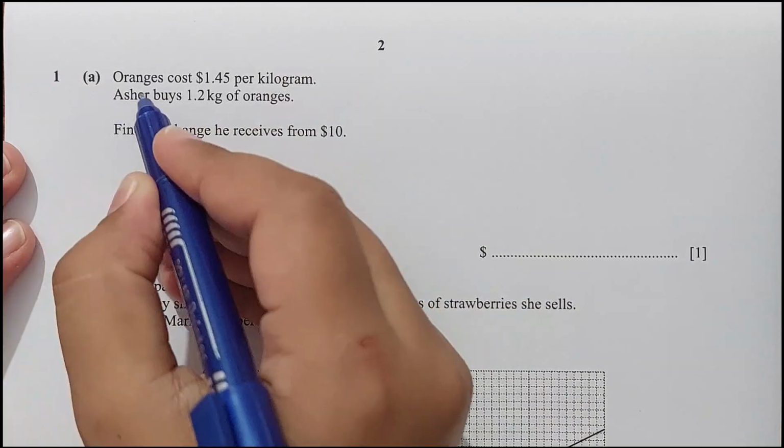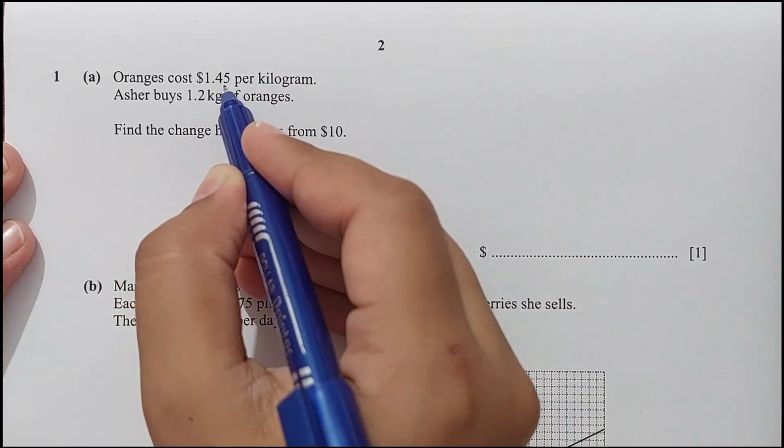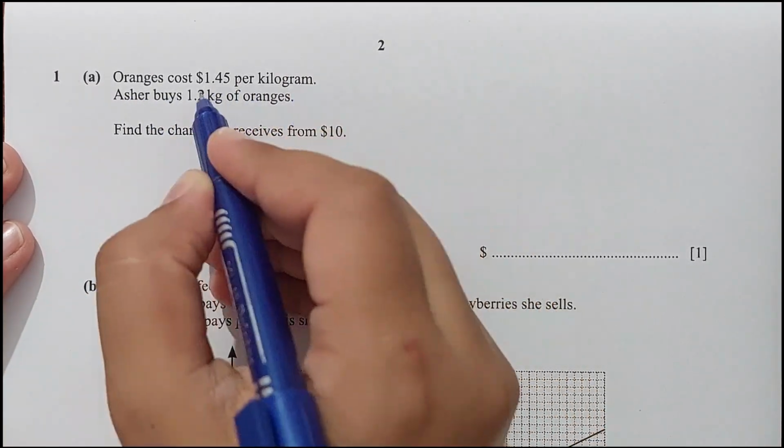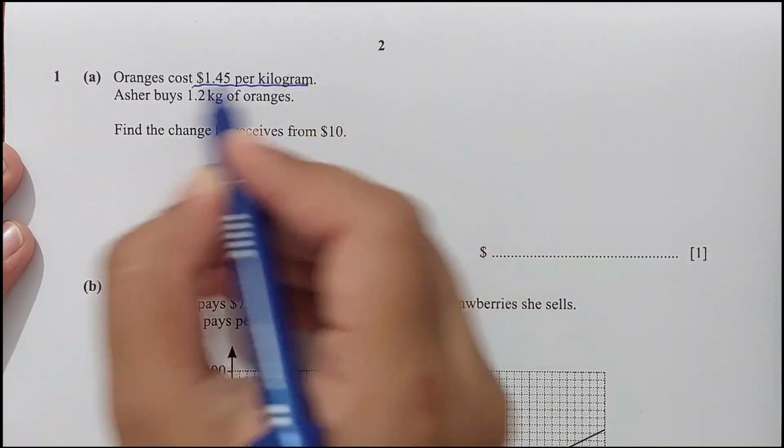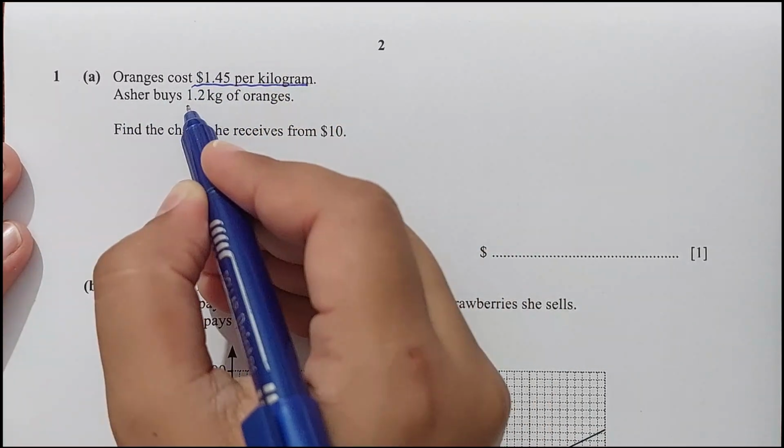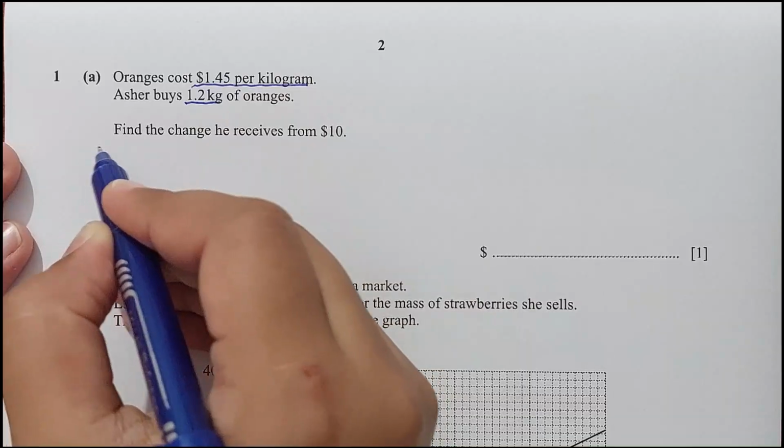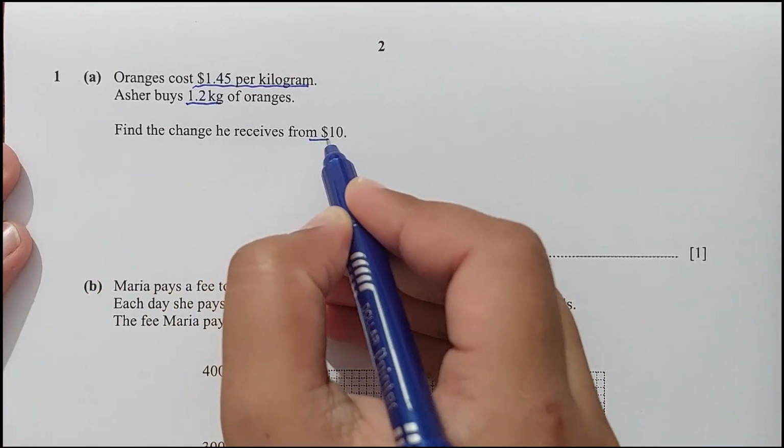Question number 1 part A, oranges cost $1.45 per kilogram. This is the cost of 1 kilogram of oranges. Usher buys 1.2 kilograms of oranges. Find the change he received from $10.